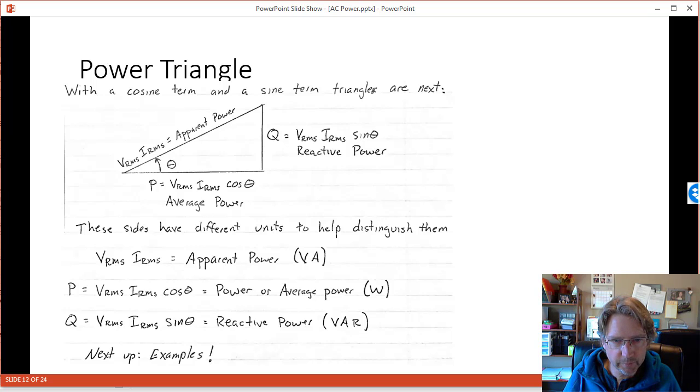So the math here hasn't been very hard. It's been mostly a lot of definitions, a lot of things to keep straight. So take some notes, find the chapter in the book, and we'll do some examples coming up next.